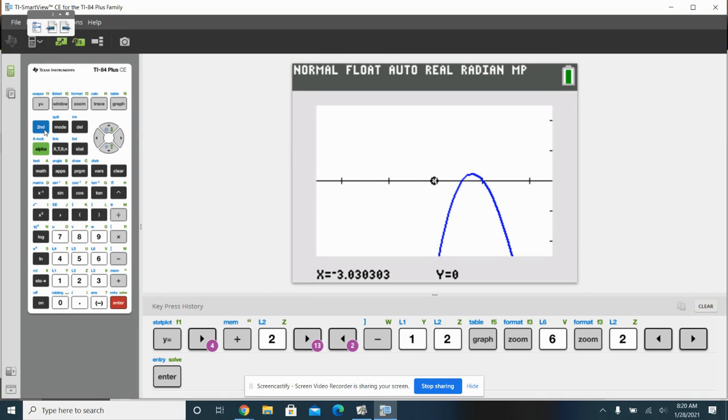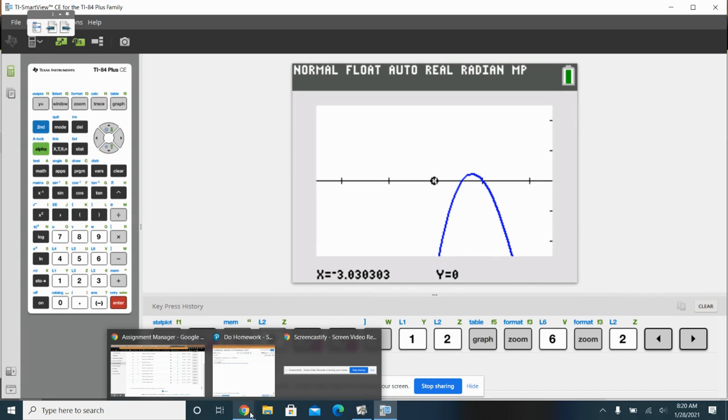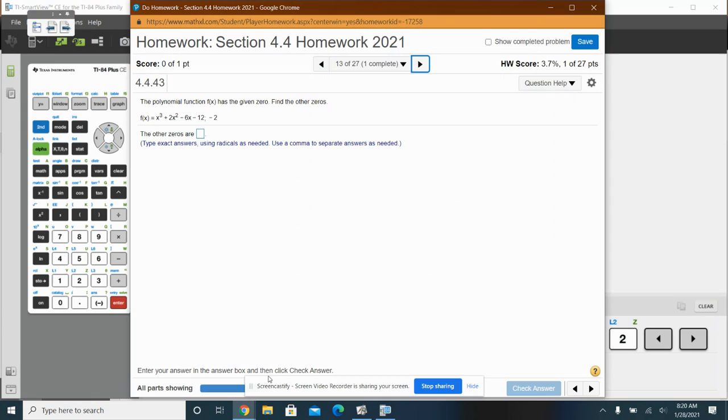Now, I could do second calculate 0, but it looks like there's a possibility it's going to be a decimal. So maybe they're square roots. If that's the case and I do the second calculate 0, I could be wasting my time. So let's see what other options I have here.